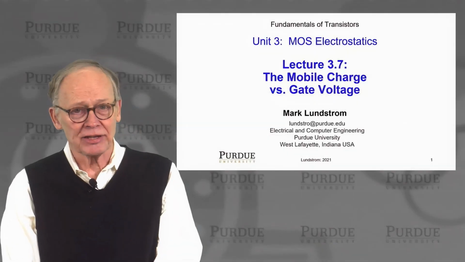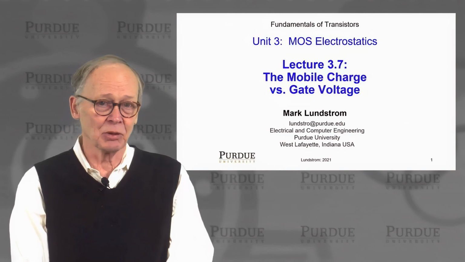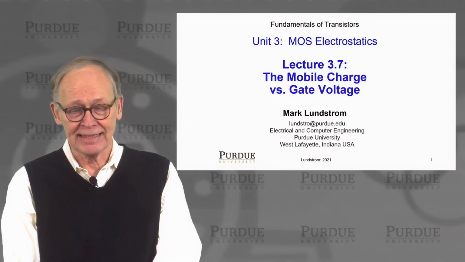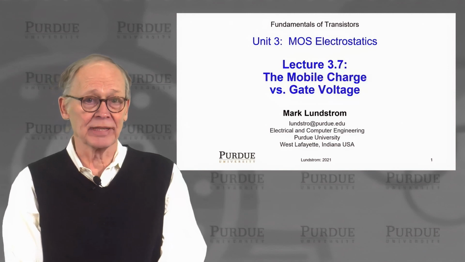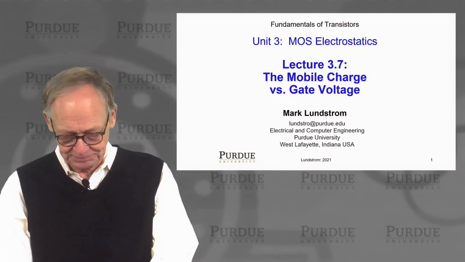Well, the mobile charge carries the current in a MOSFET. In the last lecture, we talked about how the mobile charge is related to the band bending or the surface potential. In this lecture, we want to relate the mobile charge to the gate voltage that produced that band bending.